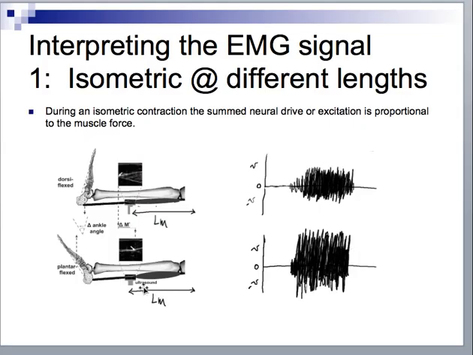So neural drive is essentially indicating how much the nervous system is driving the muscle to meet force demands, and other factors like length are helping determine how much actual force the muscle is producing given that neural drive.